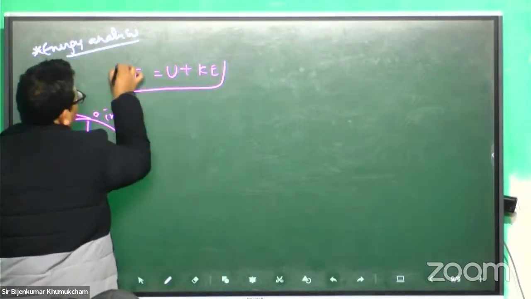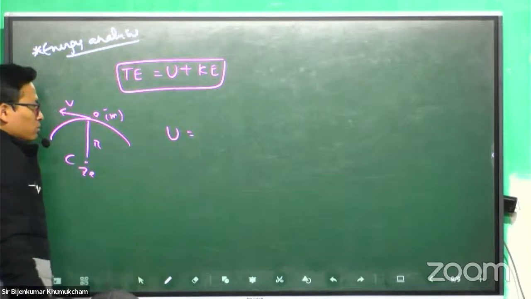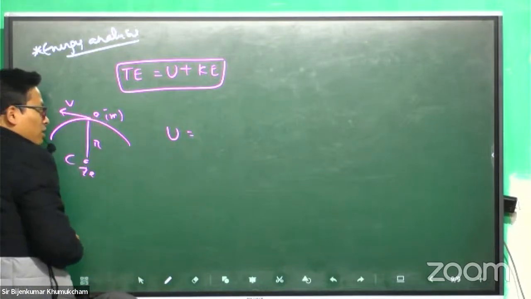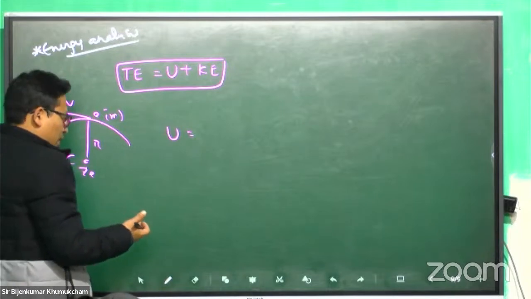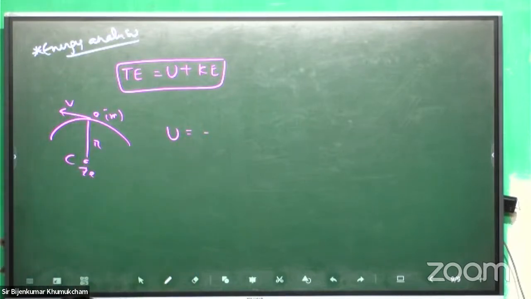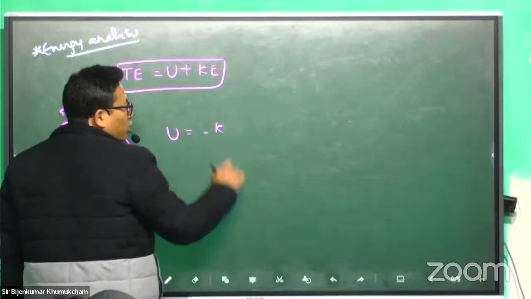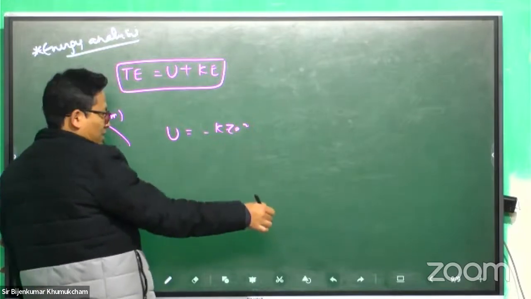What is the potential energy? For a bound system it is negative. It is nothing but K Q1 Q2 by r. Here one charge is Ze and the other is e, so it is minus K Ze square divided by r.